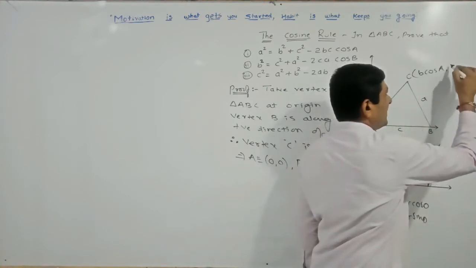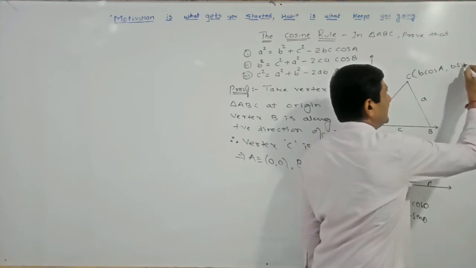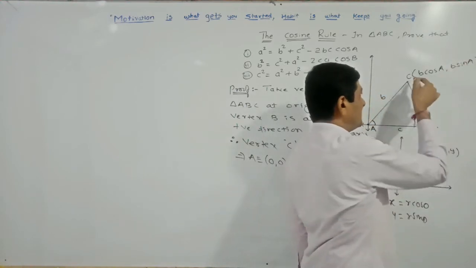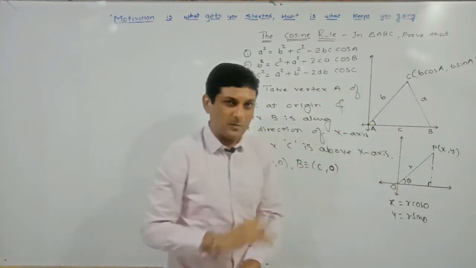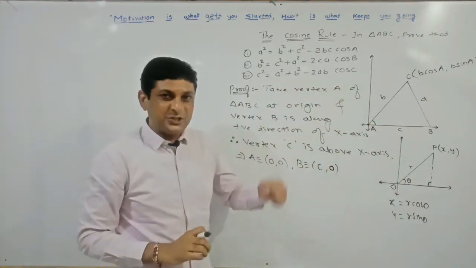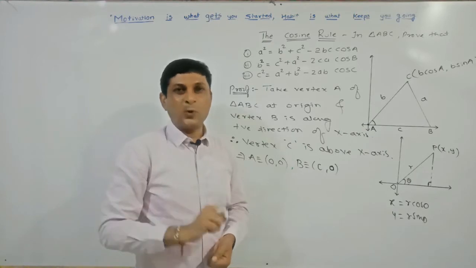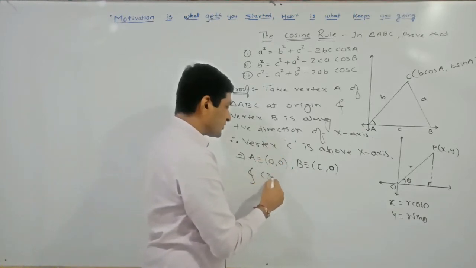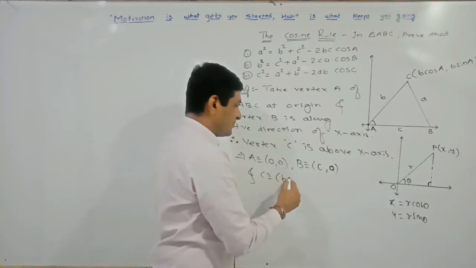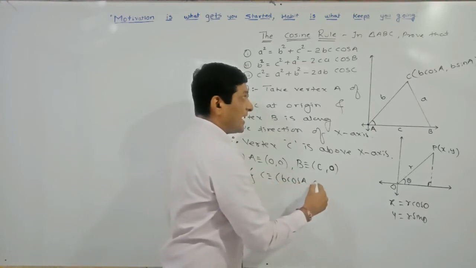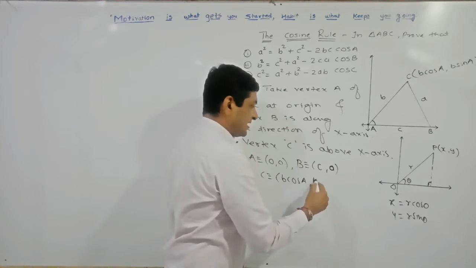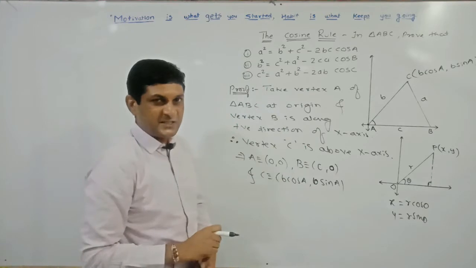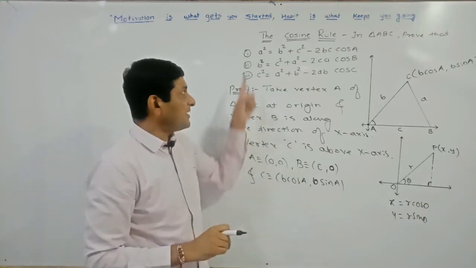In the same way, the y coordinate is b sin theta, but theta is A here. Instead of r we have taken b because b is the distance of this point from the origin. So using the relation between Cartesian and polar coordinates, we will get the coordinate of point C, and C has coordinates B cos A and B sin A. Once the coordinates of all three vertices are known to us, now we will focus on our required result.